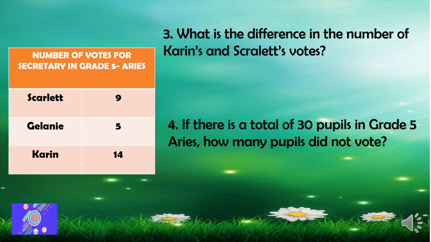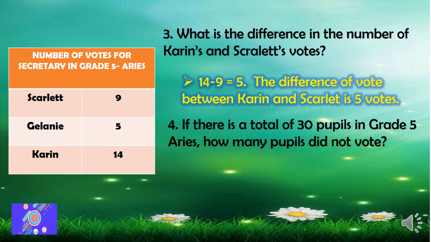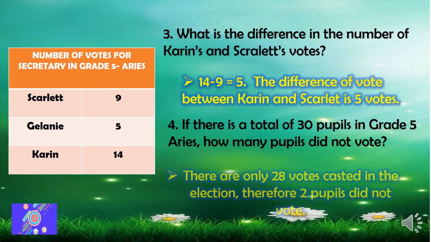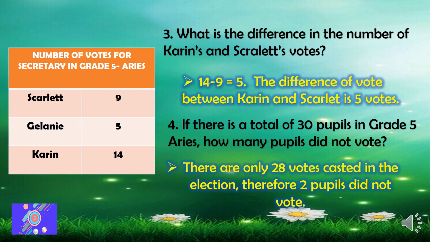Okay, so let us now answer number 3 question. What is the difference in the number of Karin's and Scarlett's votes? Karin got 14 votes and Scarlett got 9, so their difference is 5 votes. So the difference of votes between Karin and Scarlett is 5 votes. If there is a total of 30 pupils in grade 5 Aris, how many pupils did not vote? There are only 28 votes cast in the election. Therefore, 2 pupils did not vote.